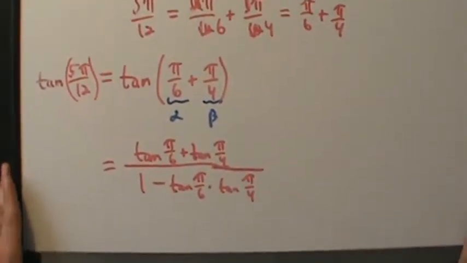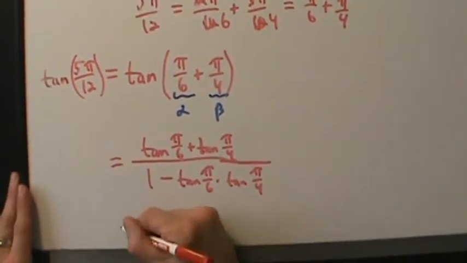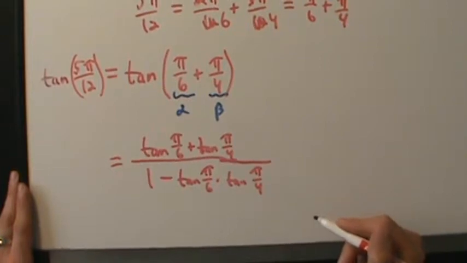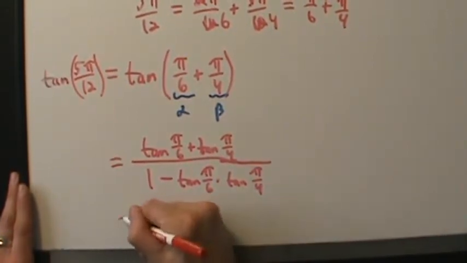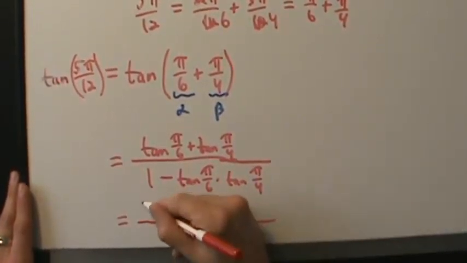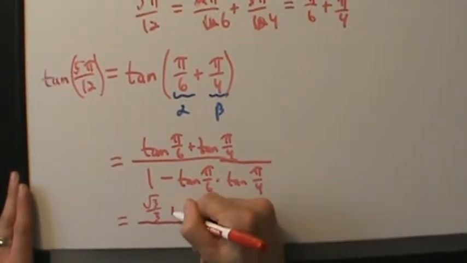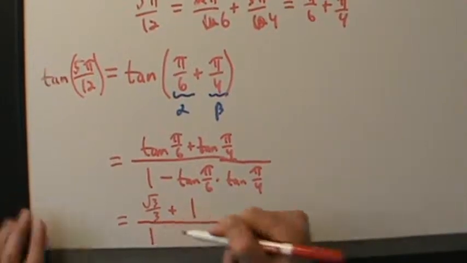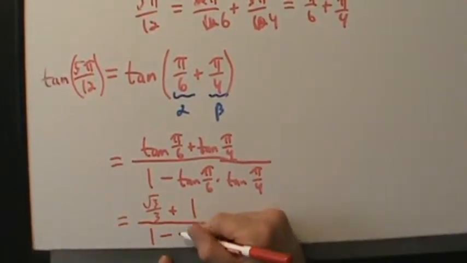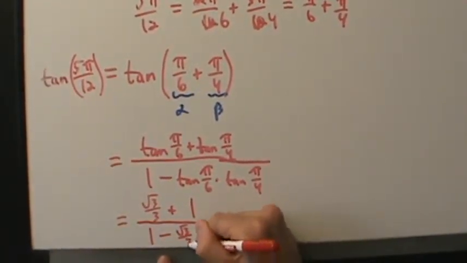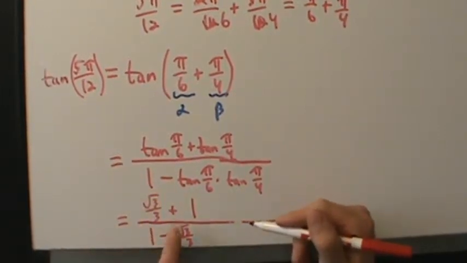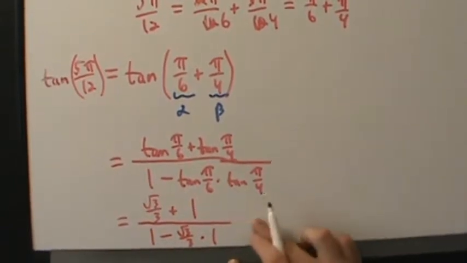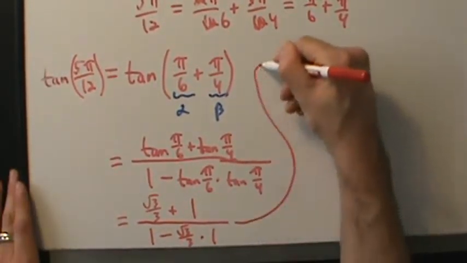Okay, so now it's really just a matter of knowing the unit circle. So tangent of pi over 6 is root 3 over 3. Kind of running out of room down here, so this is root 3 over 3. And then plus tangent of pi over 4 is 1. Okay, so then on the bottom we have 1 minus tan of pi over 6, which is root 3 over 3. Tangent of pi over 4 is 1. Okay, so kind of a squished in mess, so let's come up here and rewrite it.